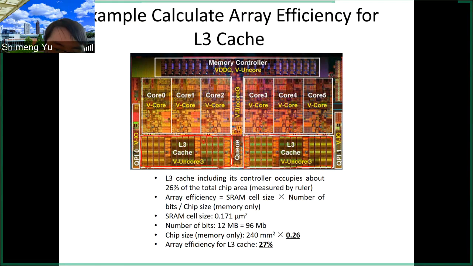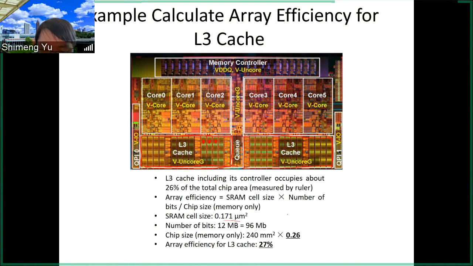So here, probably those are the SRAM cells, but you have those peripheral circuits as we discussed. So we can estimate using the following method. First of all, the SRAM cell size we just discussed, one cell is 0.171 micrometer square. And how many cells in total? So we say this is 12 megabytes L3 cache. So 12 megabytes, we have to convert to bits because 1 byte is 8 bits, and one cell stores 1 bit. So this is 96 megabits.